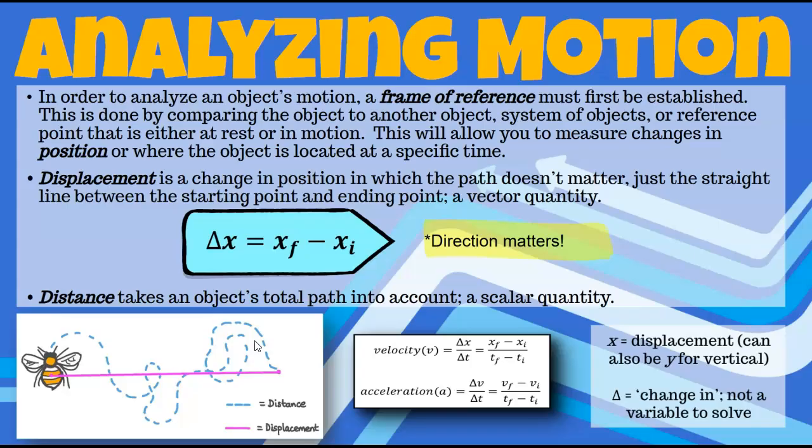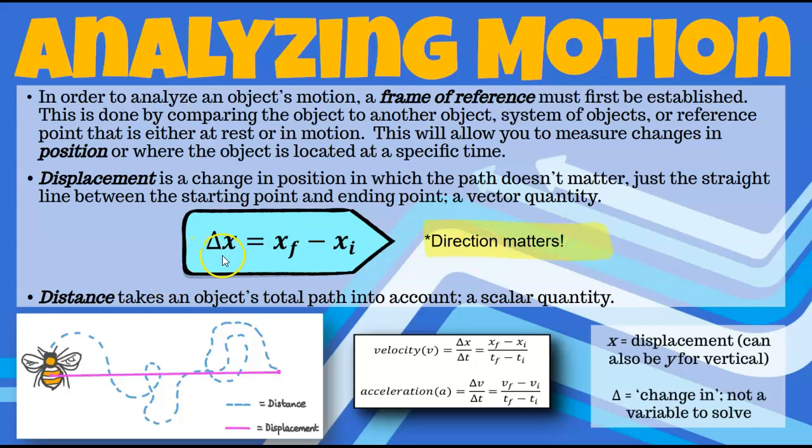We know that in the last unit where we talked about motion, we learned about the frame of reference and how we need that in order to analyze an object's motion. We know that the position is where that object is at a specific time. Displacement, by definition, is the change in position in which the path doesn't matter. It's just a straight line from the starting point to the ending point, which is a vector quantity because direction matters.